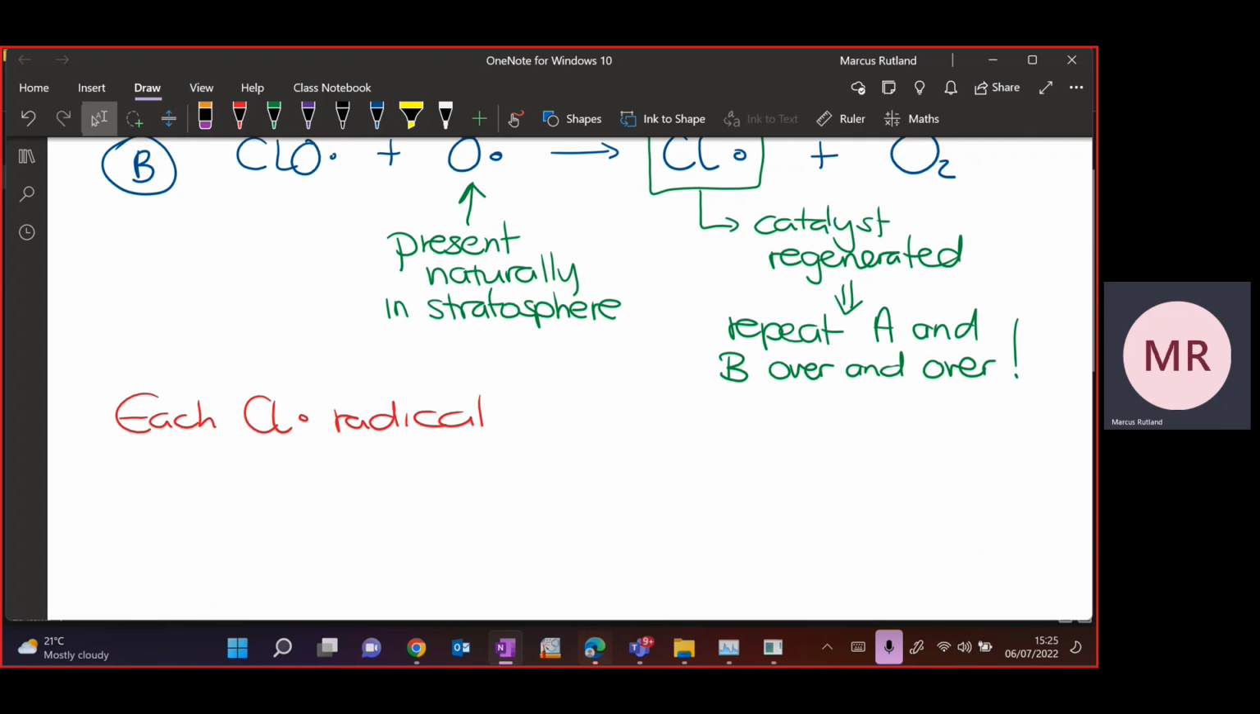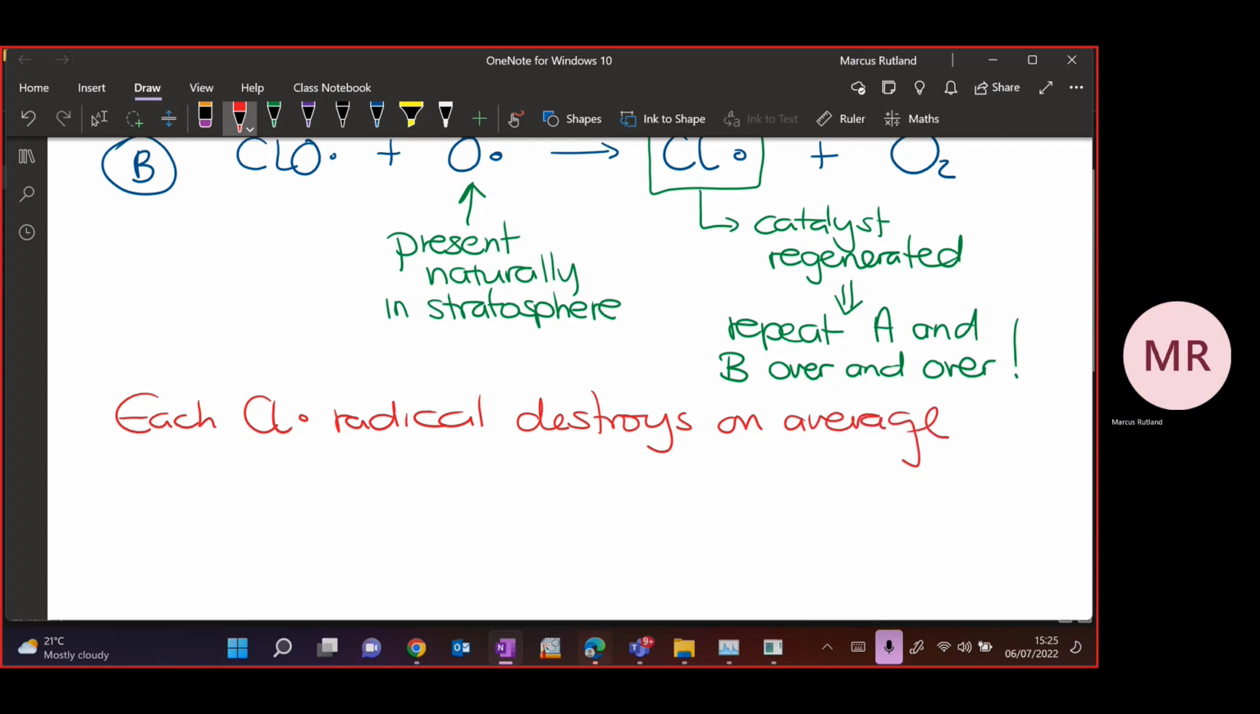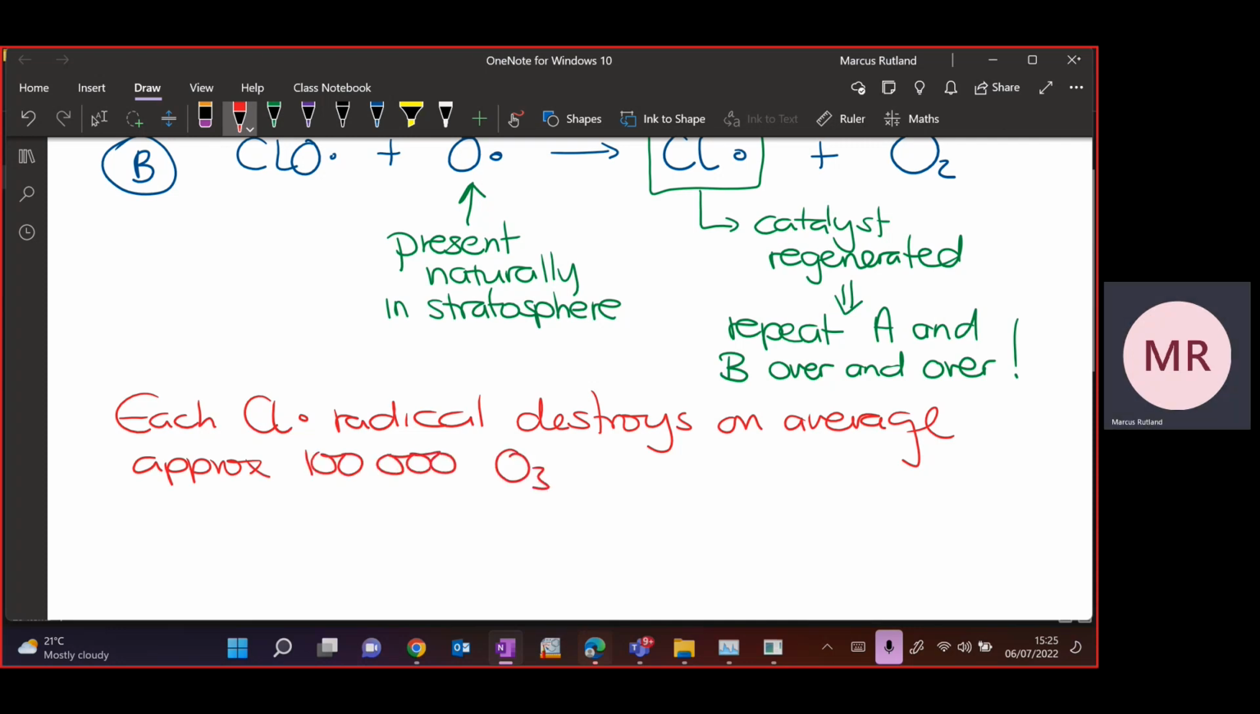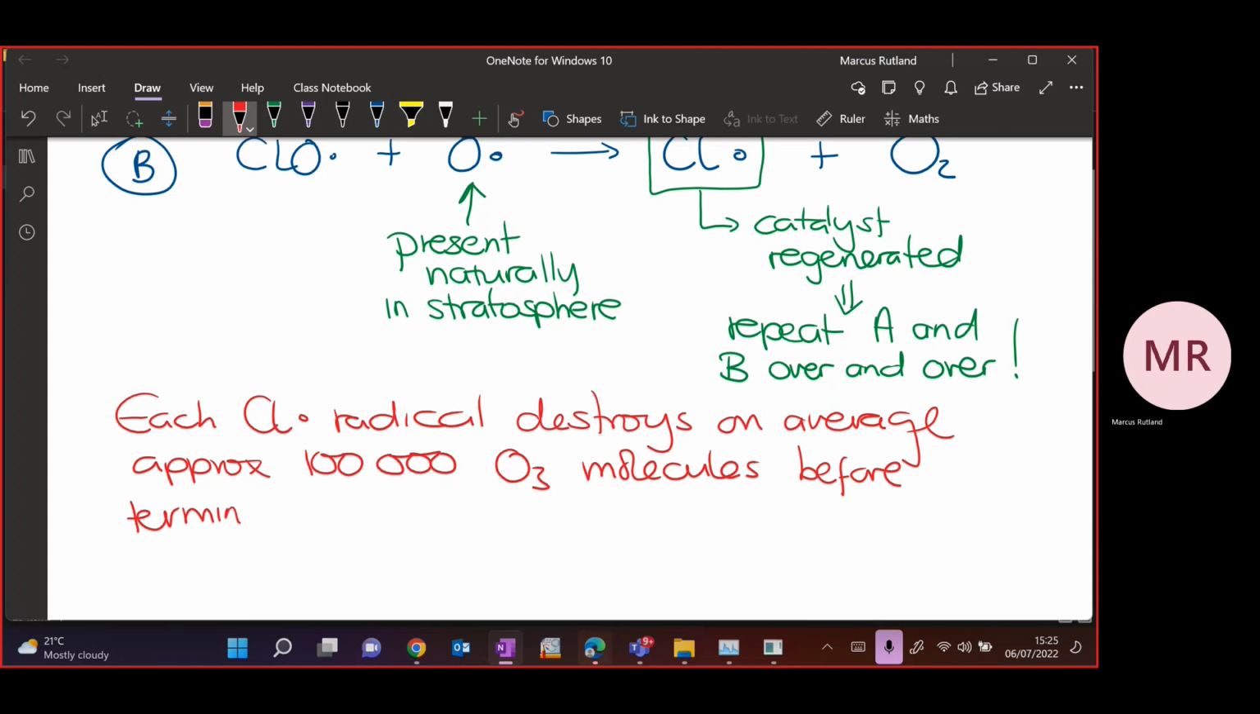So each chlorine radical destroys, on average, approximately 100,000 O3 molecules in its lifetime before being terminated somehow, before termination. Obviously, that's an average. Some chlorine radicals get knocked out quicker, others take longer.